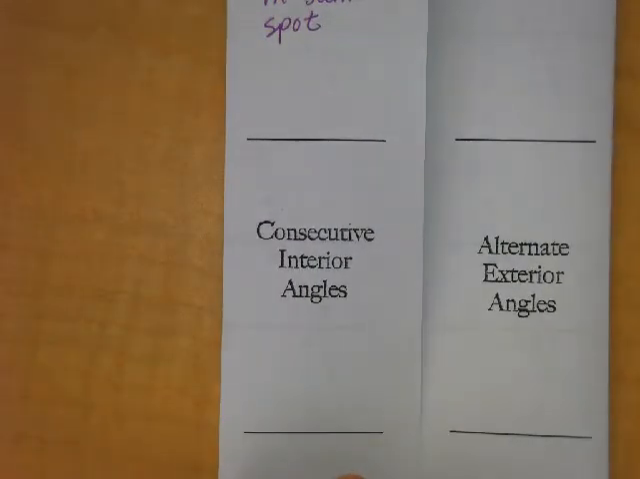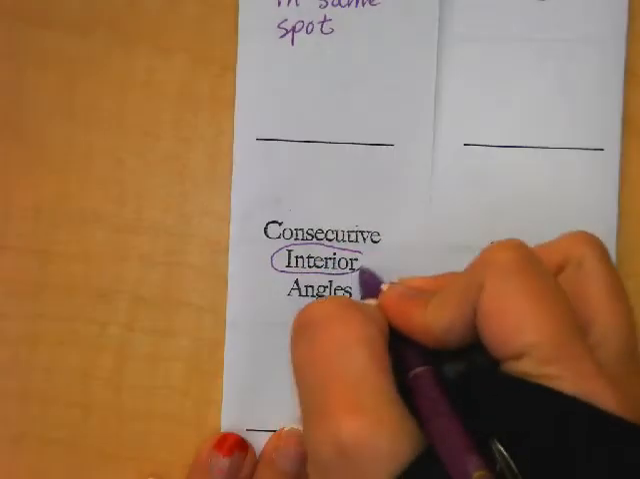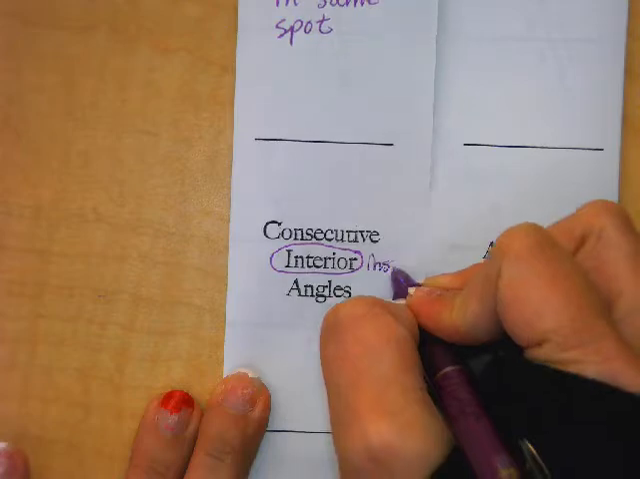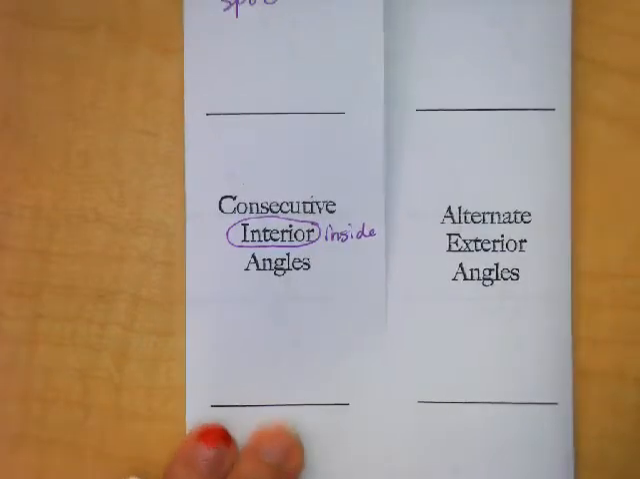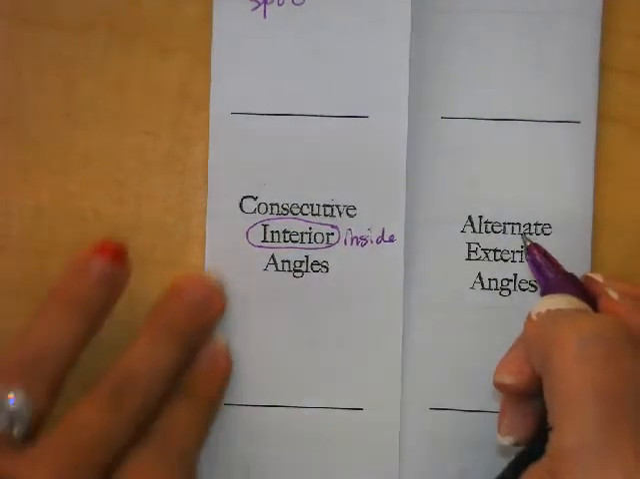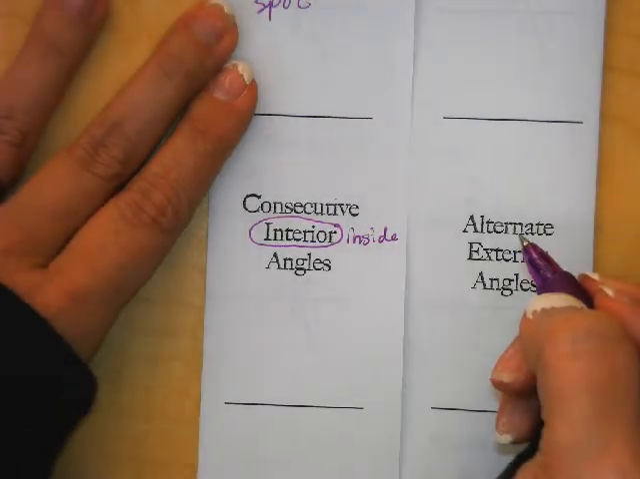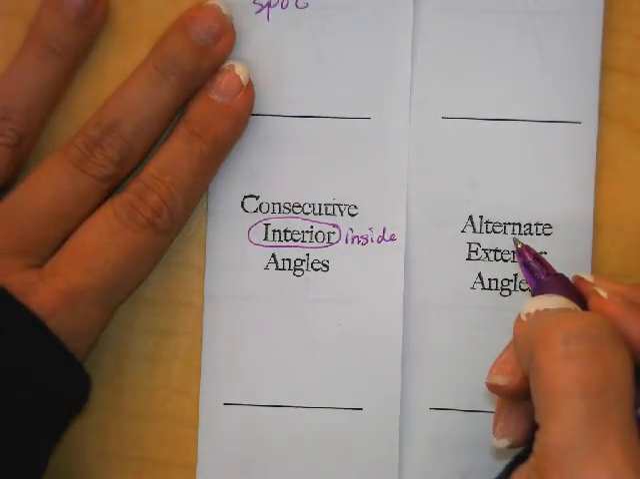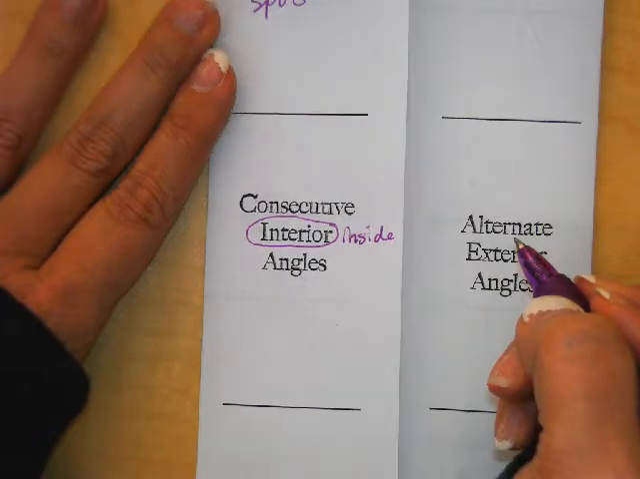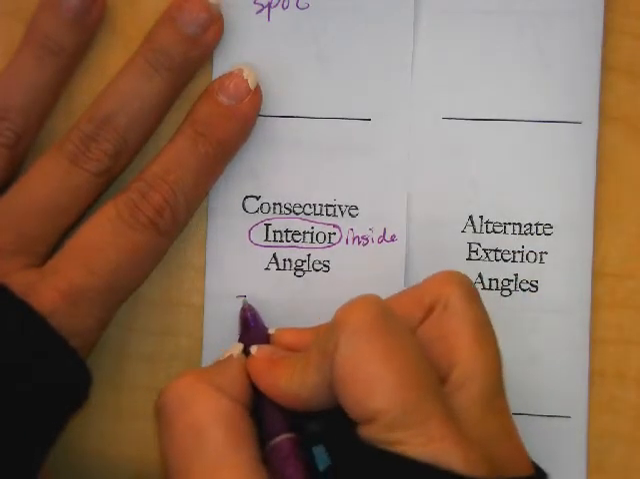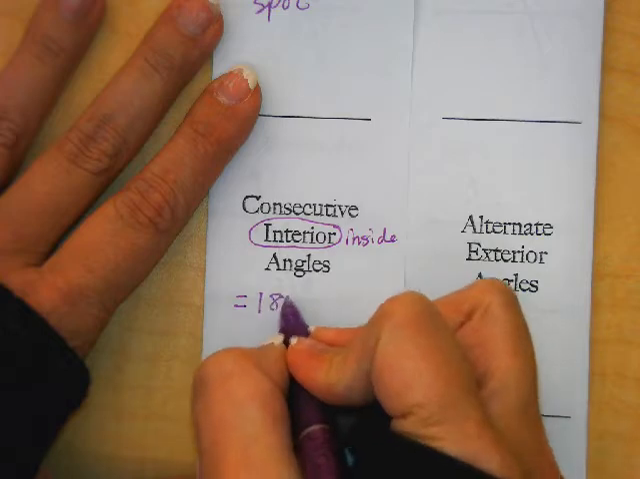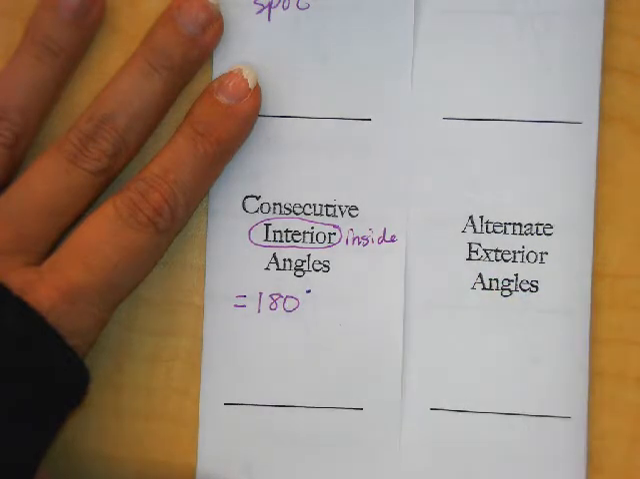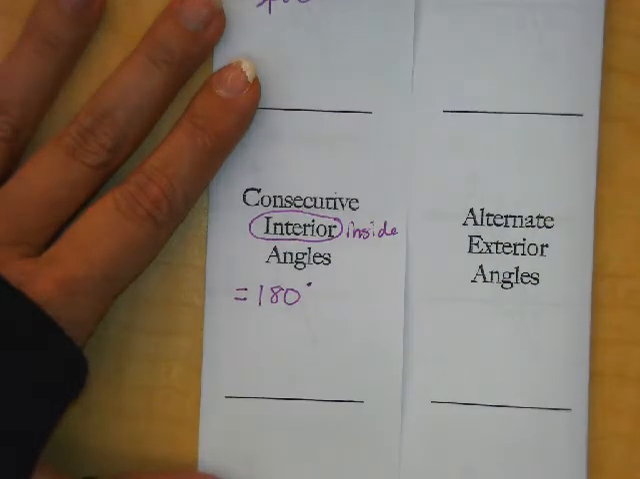Consecutive interior angles. You don't see this one too many. What do you think interior means? Inside. Consecutive means they're in order. Okay? Now, again, this is not one you're going to see too often, but I do want to make sure that you know that consecutive interior angles equal 180 degrees. I'm going to explain why that is.